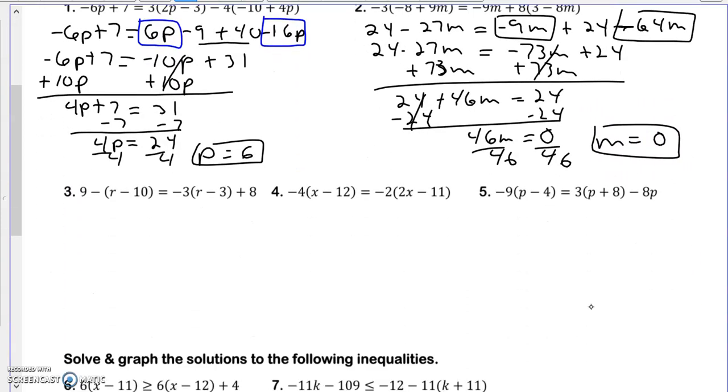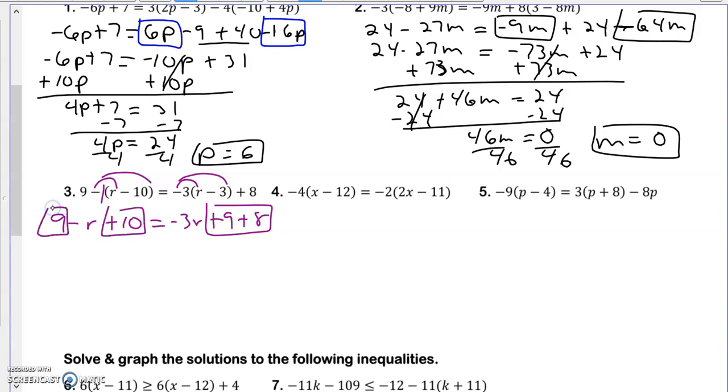Taking a look at the next one, we are going to distribute not once but twice. Don't forget there's Mr. Wonderful there, so 9 minus 1r or r. Two negatives make a positive 10 equals a negative 3r. Two negatives make a positive 9 and an 8. So these two I'm going to combine, and then I'm going to combine this number and this number together. So that's going to get me 19 minus r equals negative 3r plus 17.